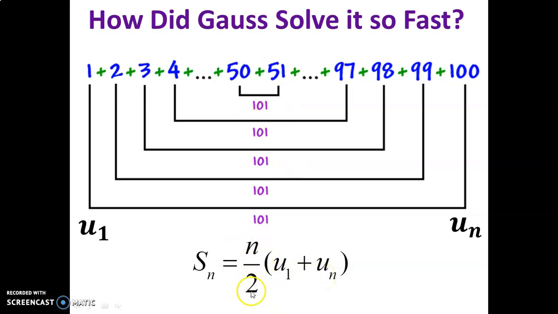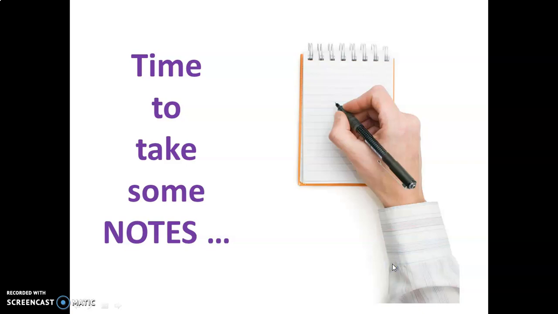And the number of pairs can be determined by saying how many terms in the sequence, which is n. In this case, we have 100 terms in the sequence. n divided by 2, because there are half as many pairs as things in the sequence, right? Because we're pairing them off. So that's our formula, and that's how he came up with it. Let's use that one. So let's take some notes.